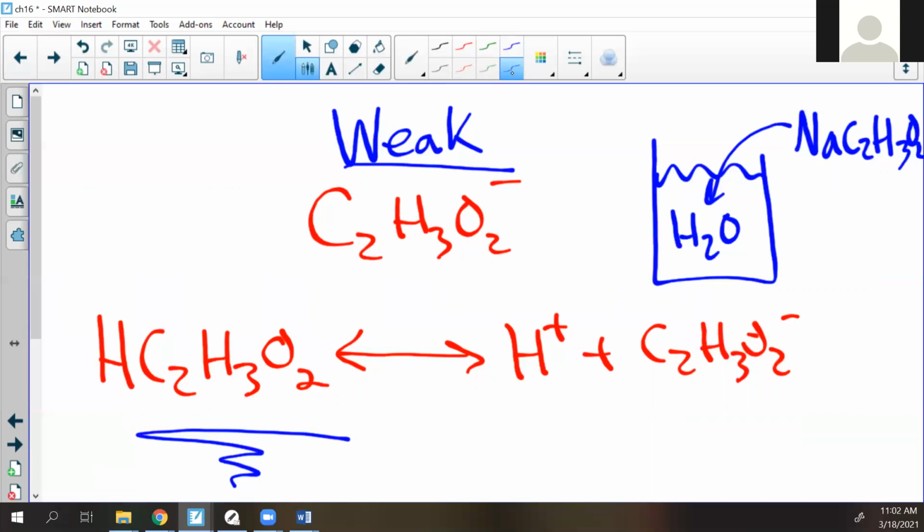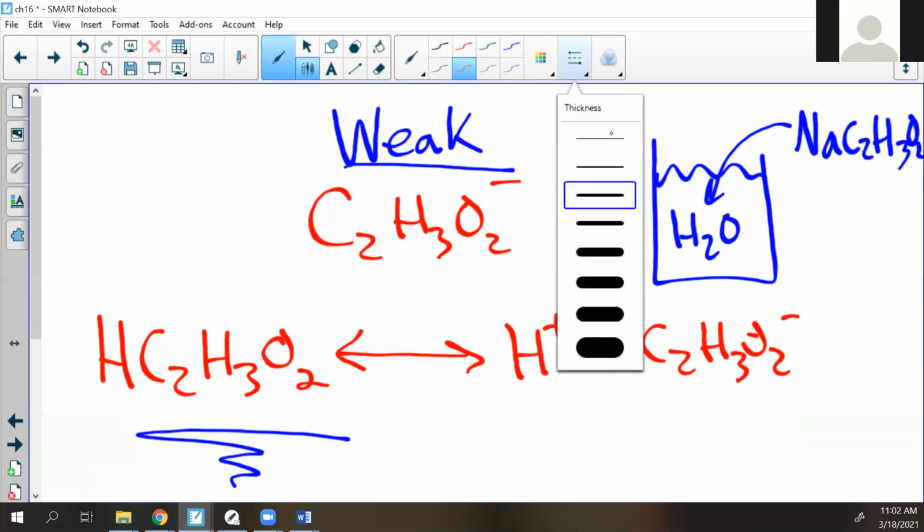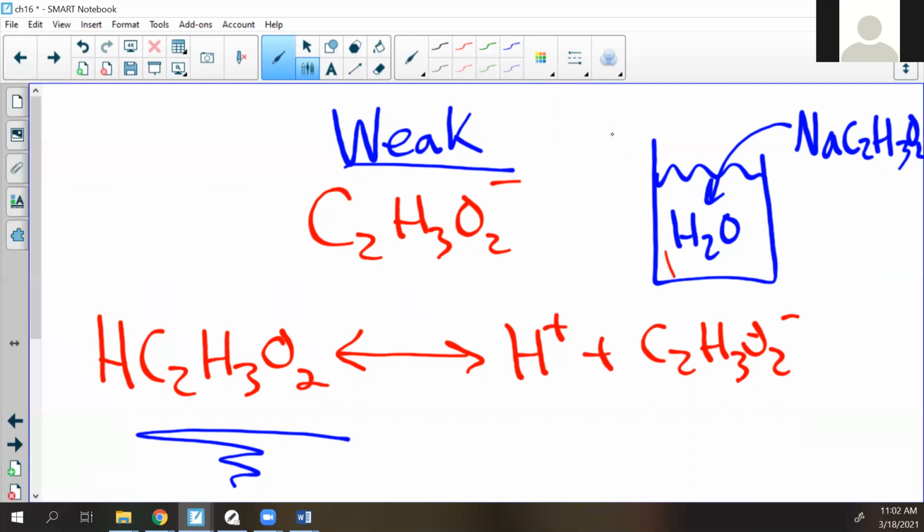So we're going to add in sodium. We have Na plus, and then we have the acetate. You kind of get the idea, right? Which side of this is favored?